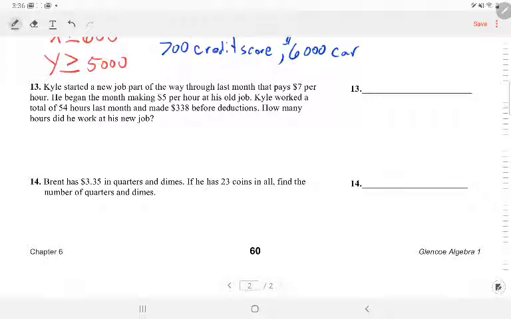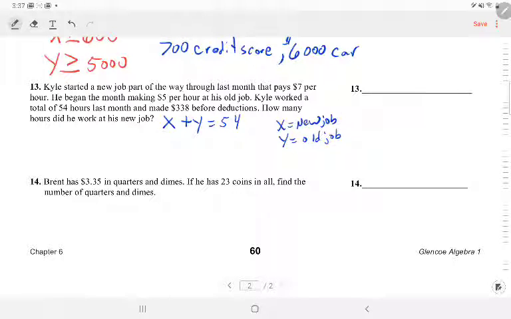All right, so we know that he worked at 2 jobs. And we know the number of hours that he worked at the first job plus the number of hours that he worked at the second job is going to equal a total of 54 hours. So that simply could be x plus y equals 54. Because x, for me anyways, is going to be the new job, and the y is going to be the old job. Okay? All right. Now I need another equation.